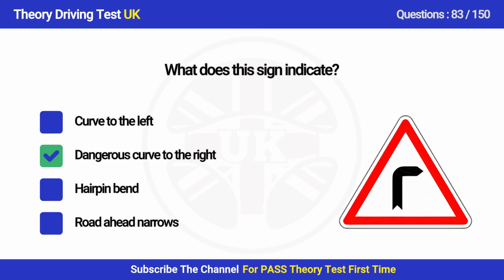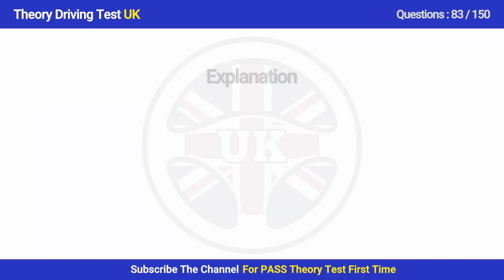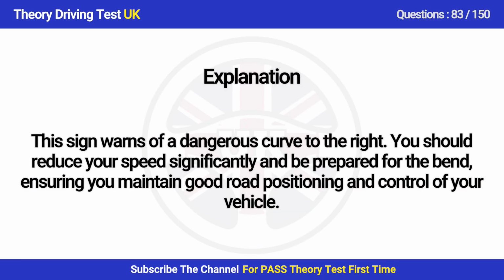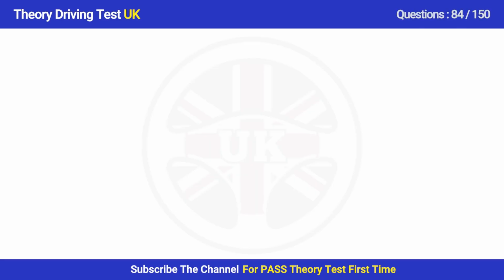Answer is B. Dangerous curve to the right. This sign warns of a dangerous curve to the right. You should reduce your speed significantly and be prepared for the bend, ensuring you maintain good road positioning and control of your vehicle.